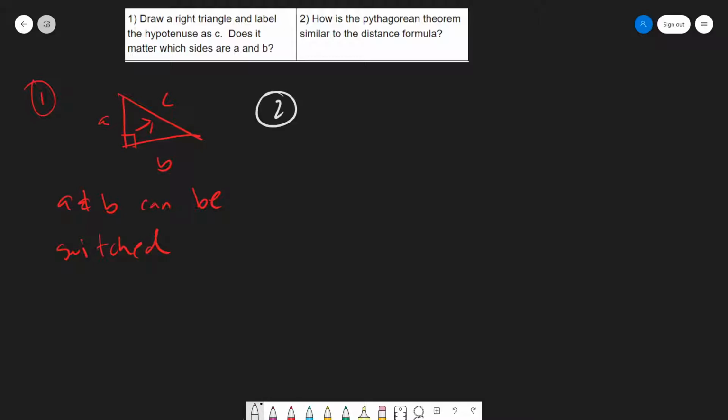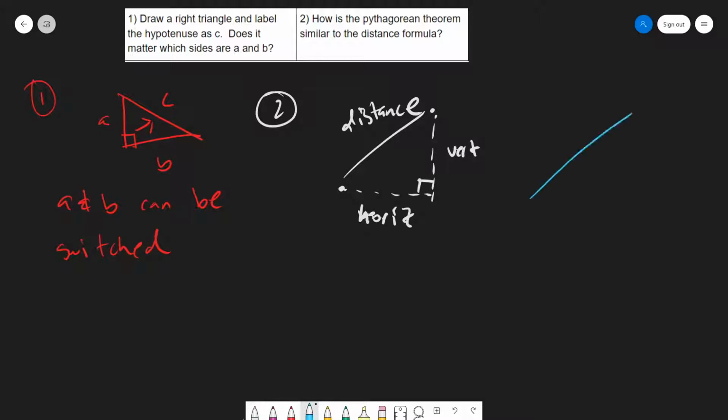Number 2, how is the Pythagorean theorem similar to the distance formula? If you have 2 points, you use the vertical and the horizontal to find the distance, which creates a right triangle. With the Pythagorean theorem, we've got a right triangle with 2 sides, and we're finding C. So you can see they both create right triangles.